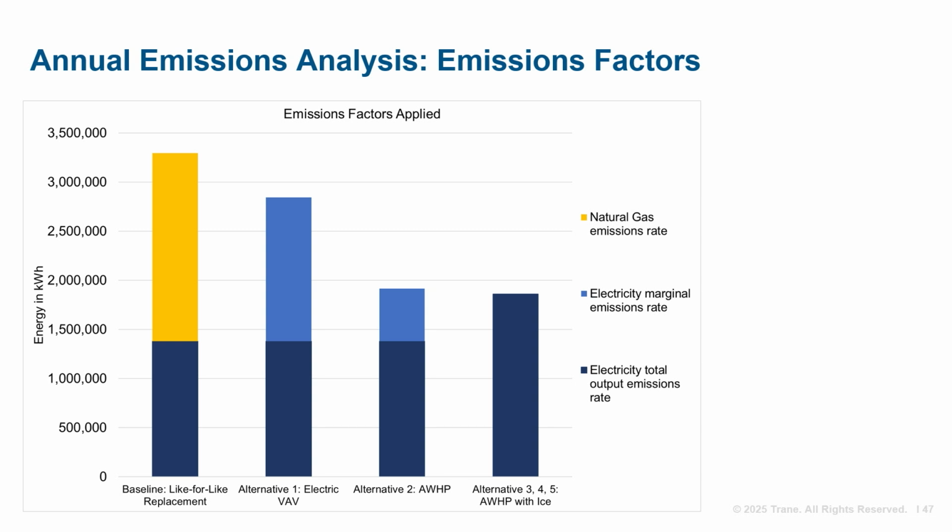The exception is the alternative that includes ice storage. This system will be consuming less electricity during peak times and more electricity during non-peak times. This load shifting reduces the utility's need for non-baseload generation resources, so a total output emissions rate is more appropriate.